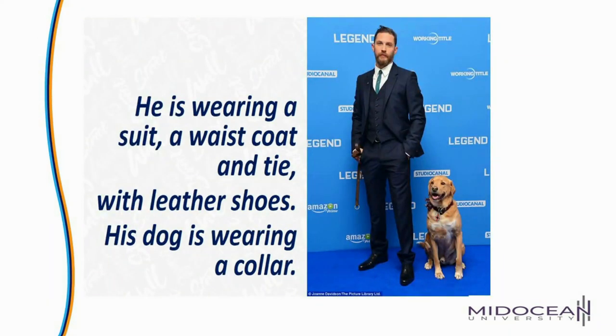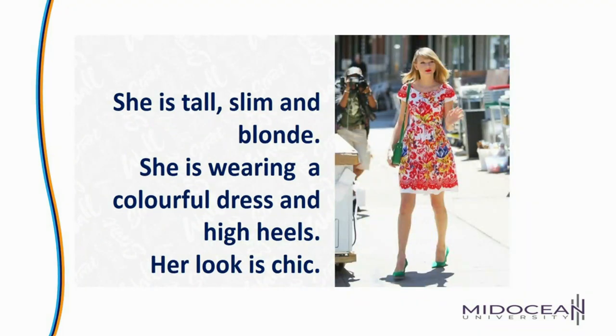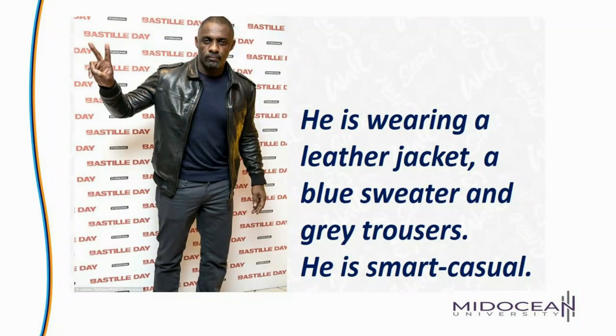Now let's look at this photo. So this man is wearing a suit, a waistcoat, and tie with leather shoes. His dog is wearing a collar. Next photo. So, this woman is tall, slim, and blonde. She is wearing a colorful dress and high heels. Her look is chic. Here, this man is wearing a leather jacket, a blue sweater, and gray trousers. He's smart, casual.